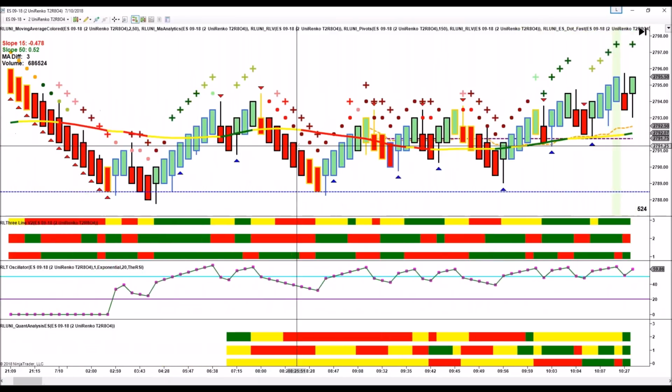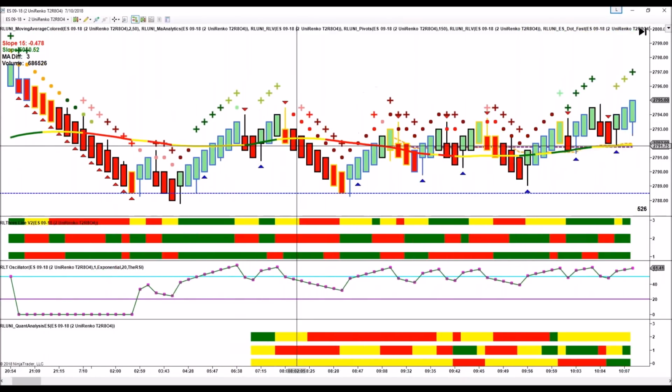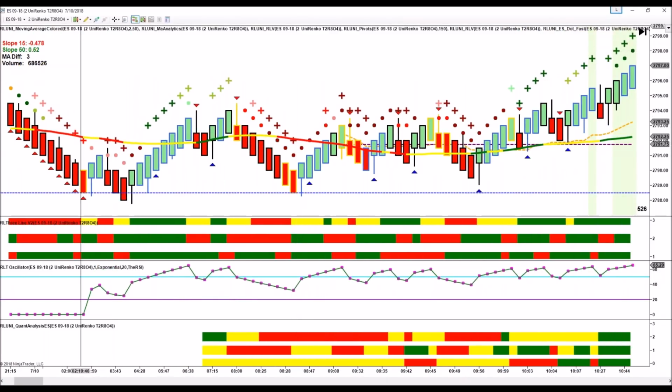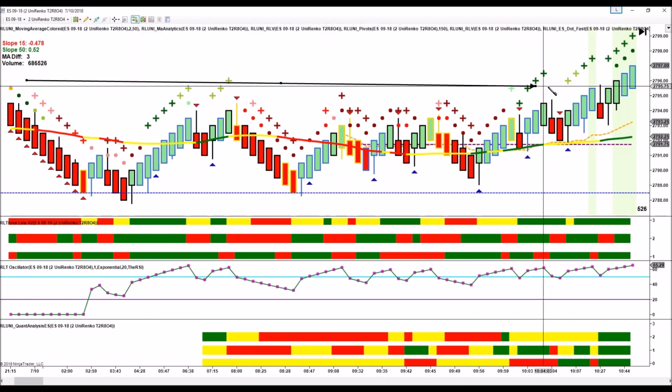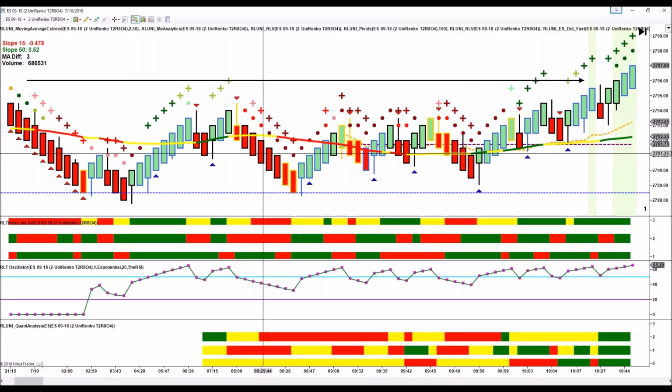Right here. And here's a huge area of clear background bias. And look at the chop here. I mean, there's nothing in here you could trade that's low risk. So if you don't have FOMO, which is fear of missing out.